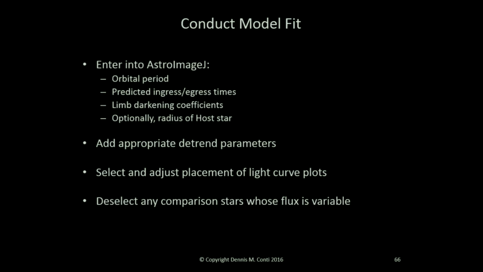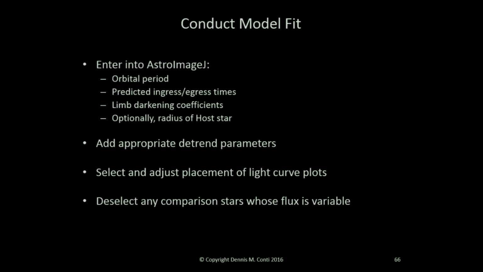Now, the radius of the host star is used simply to be able to compute what the radius of the exoplanet is. It's not actually an input into the model itself, but it's used to conveniently display and compute the radius of the exoplanet. In addition, we will be seeing how certain detrend parameters can be input into AstroImageJ. These detrend parameters are used to compensate for such things as changes in air mass.